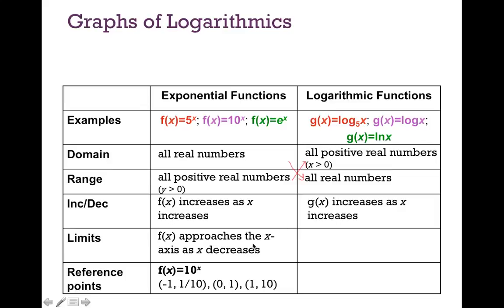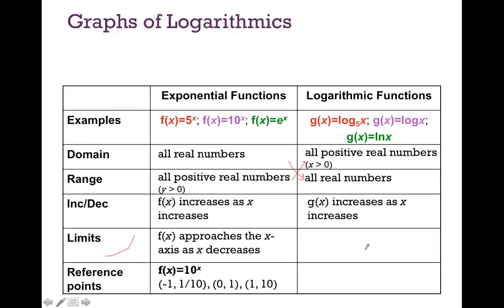How about the limit? Where's the asymptote? Well, we talked about the fact that in the exponential function, the f of x is approaching the x-axis as x gets smaller. So in our graph, remember we have a curve that looks something like this. It's down here where f of x is approaching the x-axis as x gets smaller and smaller.